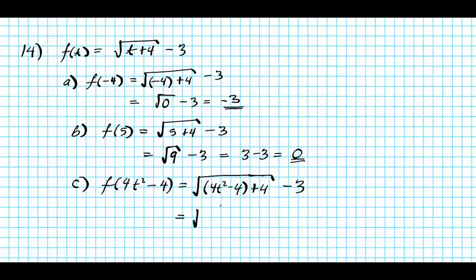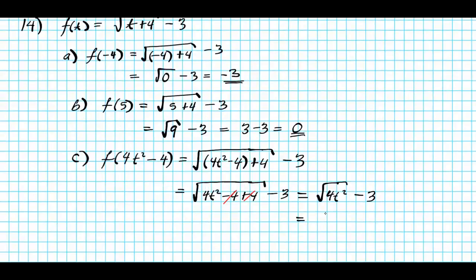So we have the square root of 4t squared minus 4 plus 4 minus 3. So minus 4 plus 4 add up to 0, okay? And then we have the square root of 4t squared minus 3. All right, here we're going to be rooting 4 and t squared, right? If we do that, we end up with 2t minus 3. Okay, and that's our final answer. If you square root 4, you get 2. If you square root t squared, you end up with t.